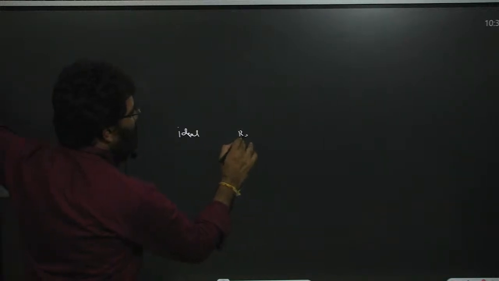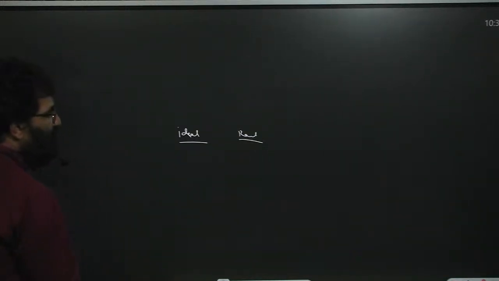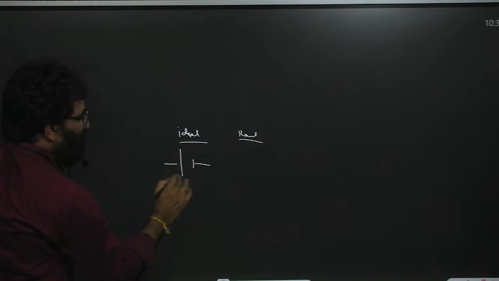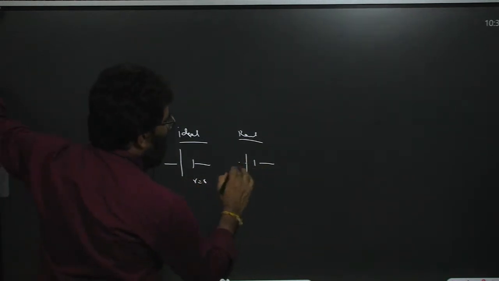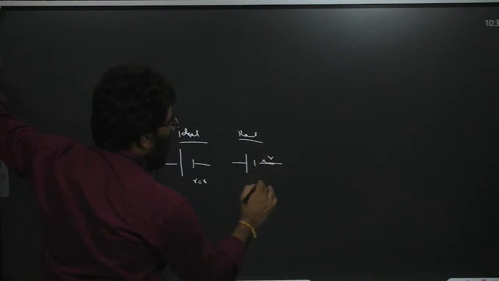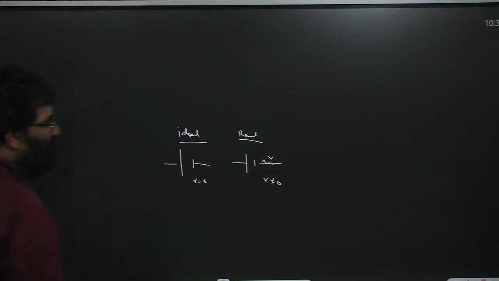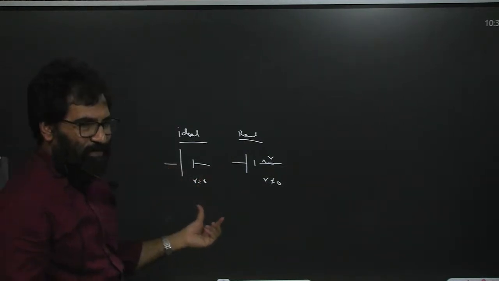Batteries: ideal battery and real battery. So what is the ideal battery? The internal resistance of the battery is 0. R is 0, that is an ideal battery. But if internal resistance is not 0, R is not 0, that is a real battery. Ideal batteries exist in theory only; actually there are no ideal batteries.